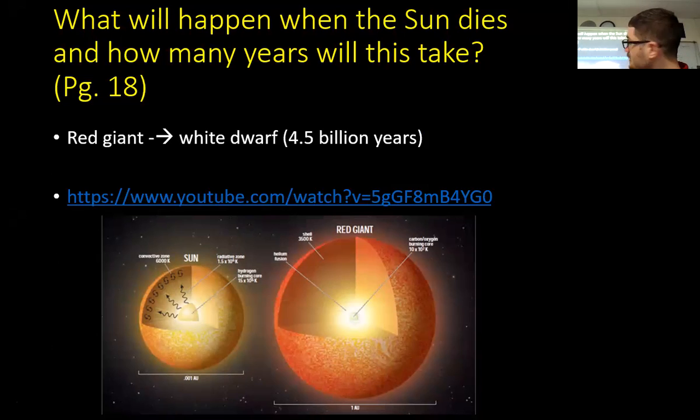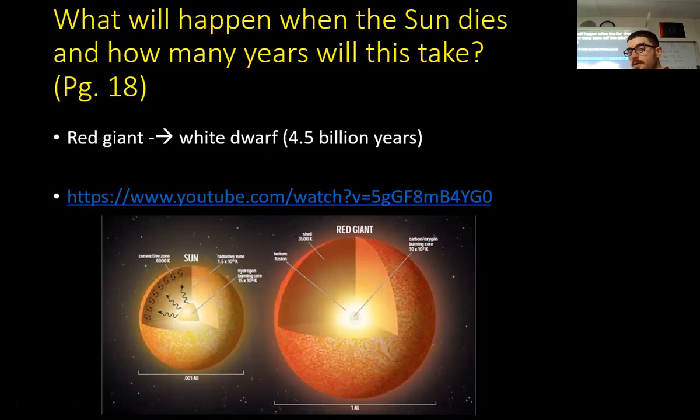And eventually, you can kind of see it down here, right? It expands into a red giant. What's going to happen is that core is going to kind of collapse within itself, and all the outer layers of the red giant are going to be shed or dissipate, right? But the core will be left over, and it'll last for a long time. We call that core a white dwarf. So it'll be a red giant, and then later down the road, it'll be a white dwarf. And this process is roughly going to take 4.5 billion more years.